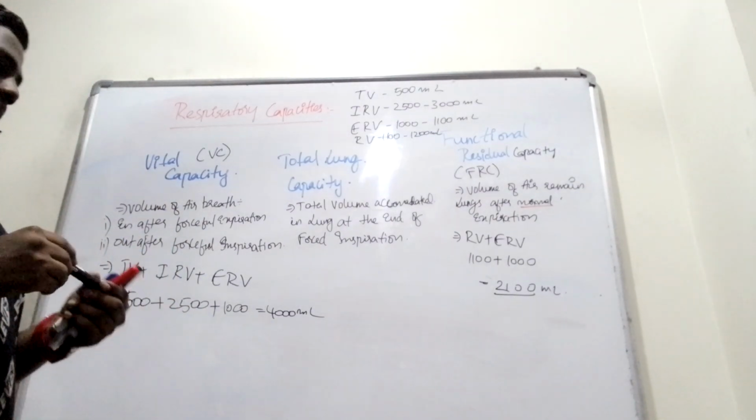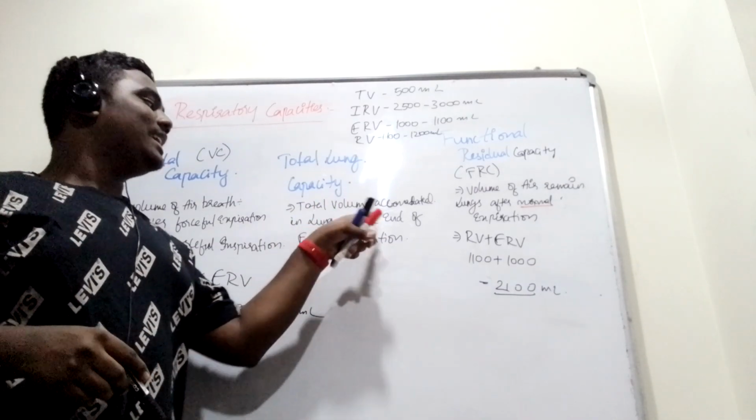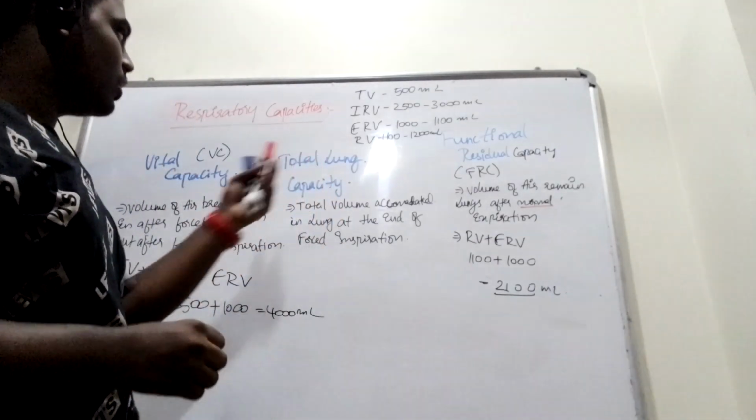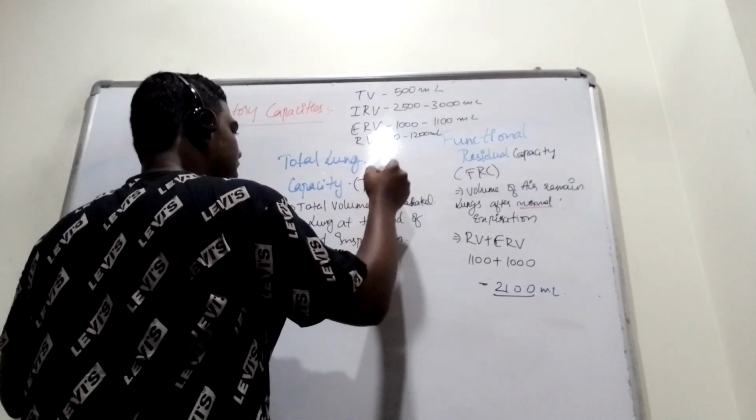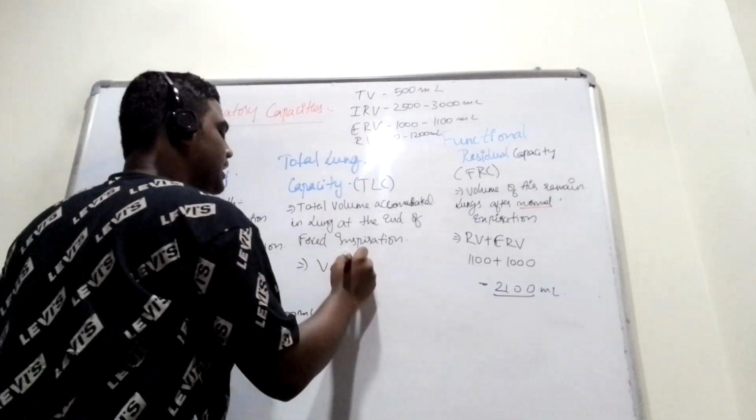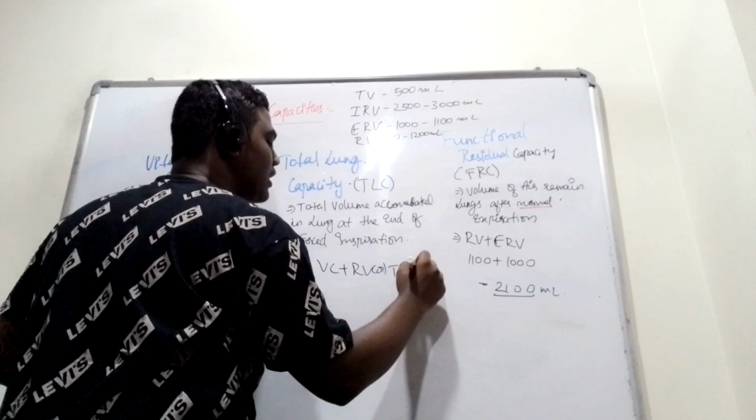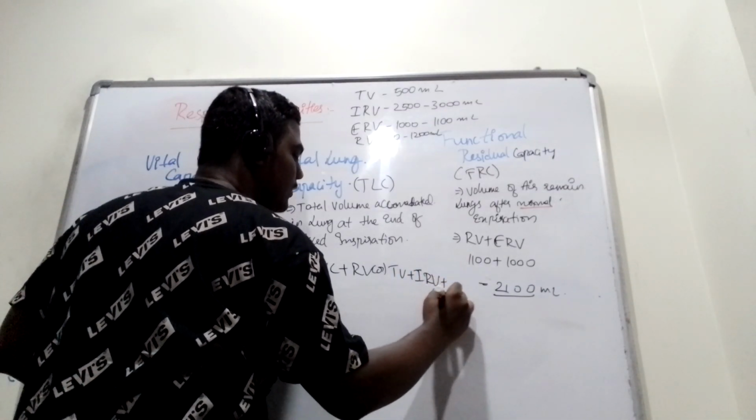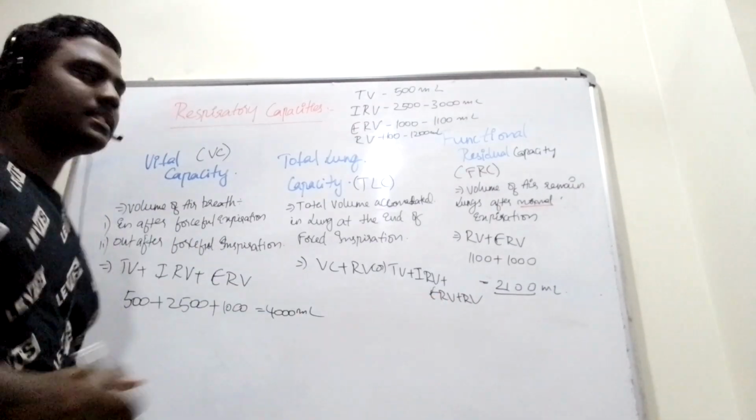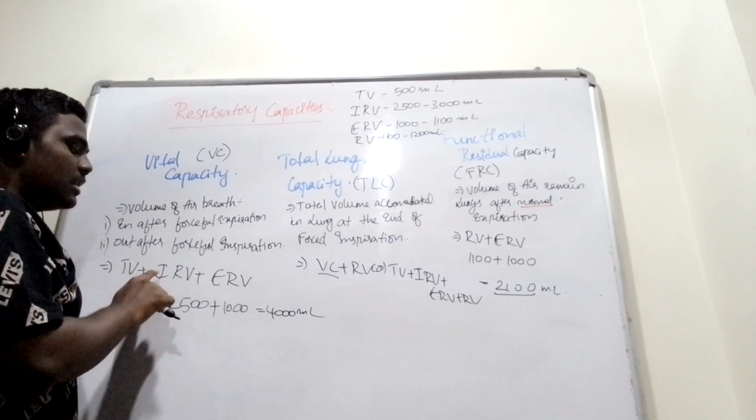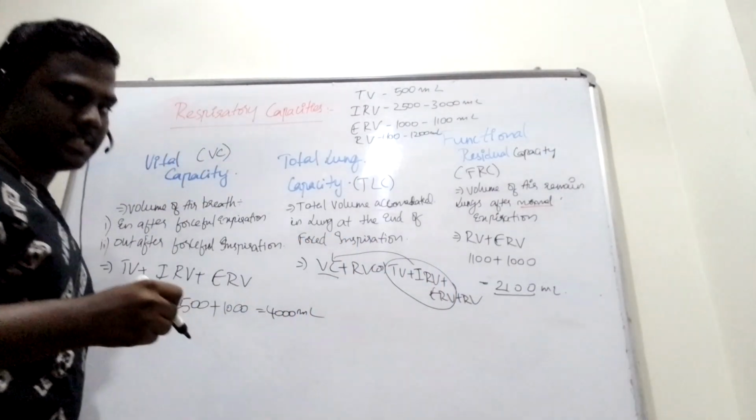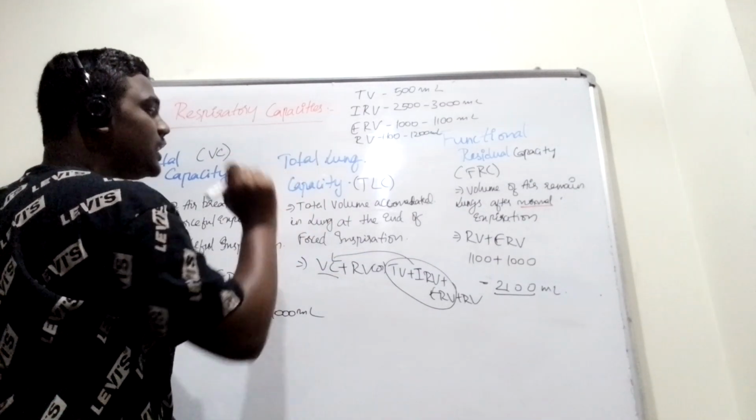Now coming to total lung capacity. It is the total volume accommodated in the lungs at the end of forceful inspiration. The abbreviated form is TLC. How will you get TLC? Either you add VC, the vital capacity, and the residual volume, or you add all the volumes, that is TV, IRV, ERV, and then RV. What is the difference? VC is nothing but the sum of tidal volume, IRV and ERV. So instead of writing these three, I am writing VC. Vital capacity plus residual volume will give me the total lung capacity.